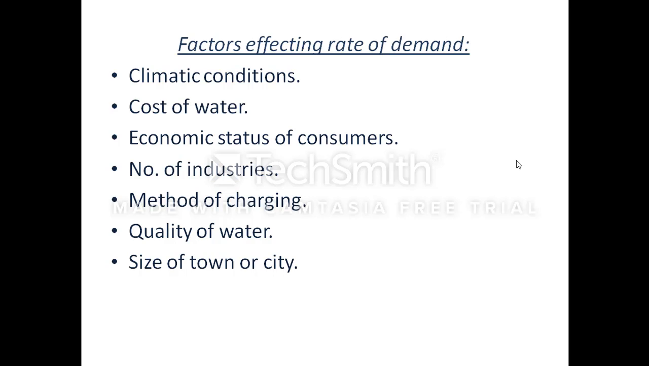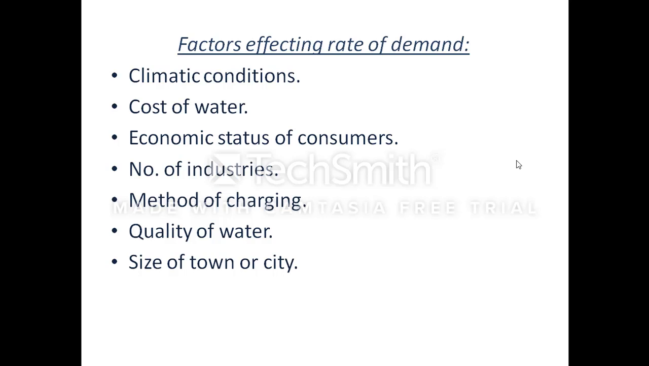Then the number of industries. If more industries are present in a town or a city, then obviously more water would be consumed by that town. Now the method of charging. It means whether the system of charging is metered or unmetered. The people with a metered system of water supply will use less quantity of water as compared to the unmetered water supply system.